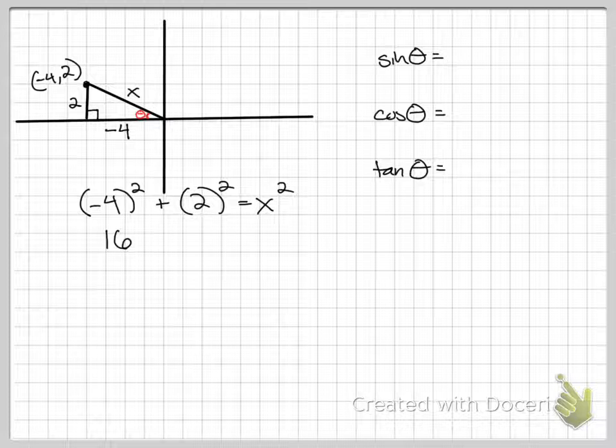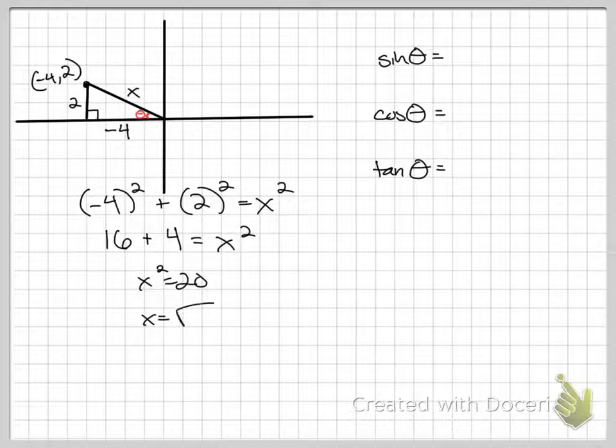You will only ever have positive numbers coming out of Pythagorean theorem. 4 squared plus 2 squared equals x squared. x squared equals 20, x equals root 20. We do not need to do anything else with that. We will just write equals root 20 where the x is.